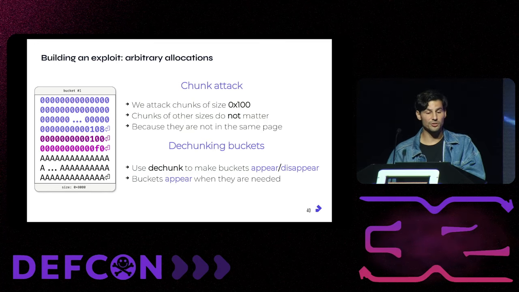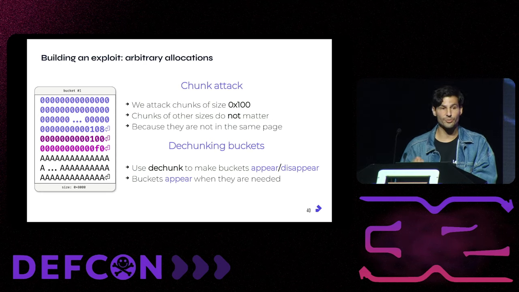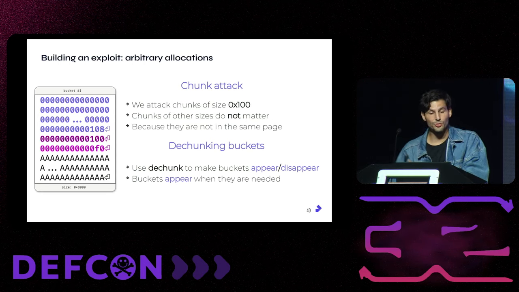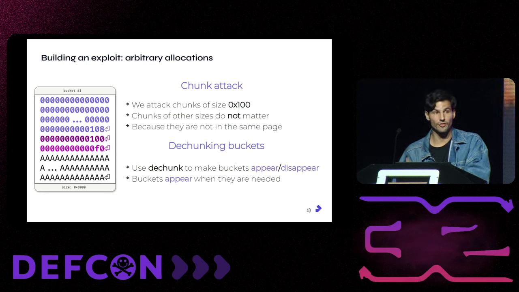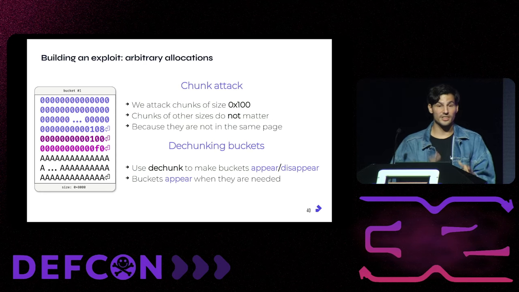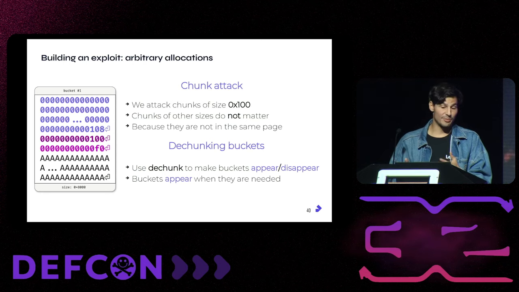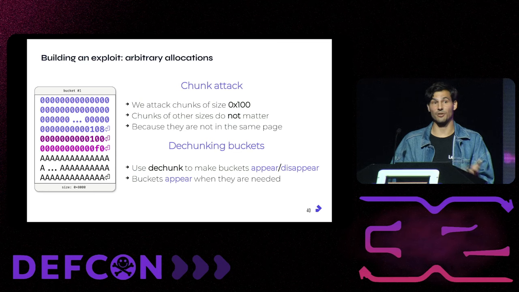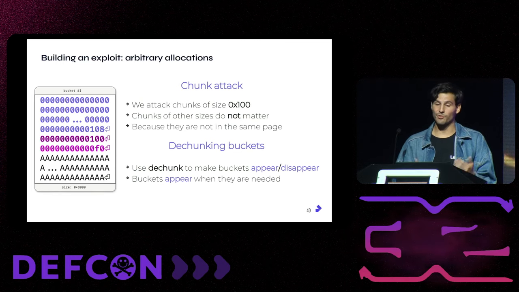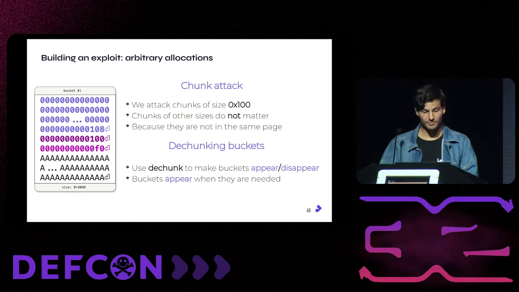So the only thing that I need to be able to do is to resize buckets as the exploitation goes on. And to be able to do this, I built buckets that are Russian dolls of the dchunk algorithm. So the idea is that every time I call dchunk on some bucket, its size will change. And that means that I can make buckets appear at some point in the exploitation, and then others appear at another step of the exploitation. And that basically means that I can allocate and deallocate at will. And at this point, I'm really, really close to getting an exploit working.